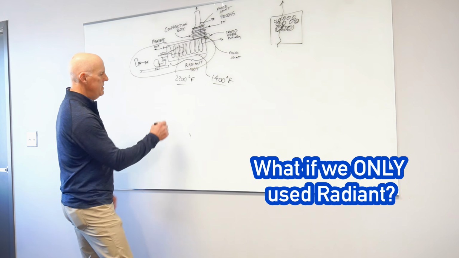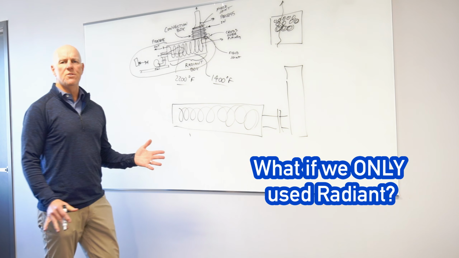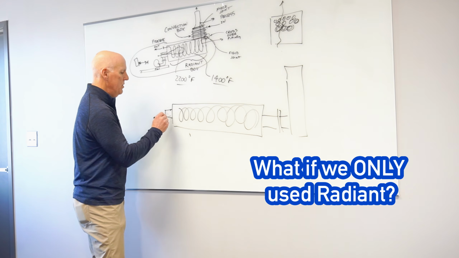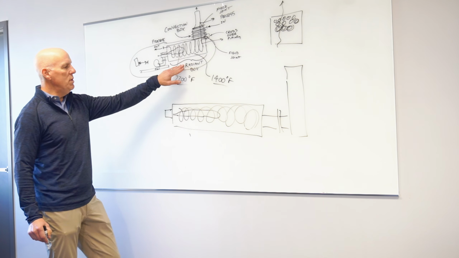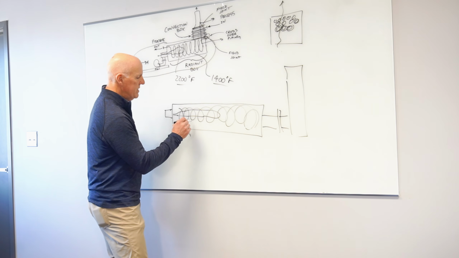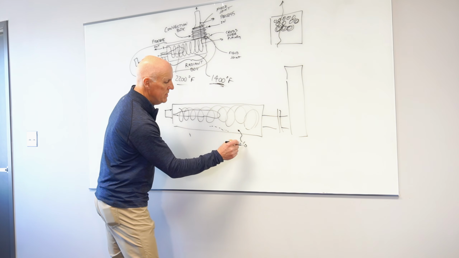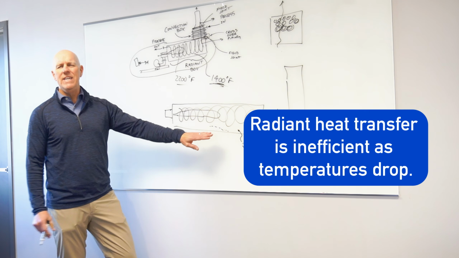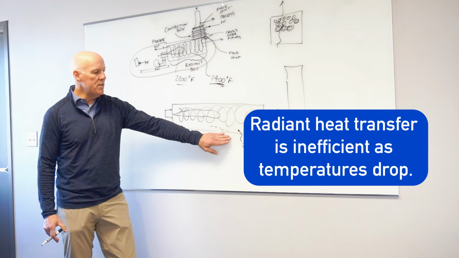So one of the things you might be wondering is, okay, why do they do it this way? What if we just did a radiant box? Why don't we just do this? Just skip the convection section. Just have a burner here with a long flame. Well, as the name implies, this is radiant heat transfer. So as these gases get lower and lower in temperature, let's say they're 1000 degrees here, my radiant heat transfer gets really lousy. It's just not great heat transfer.